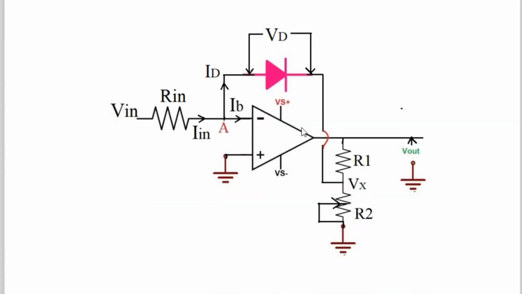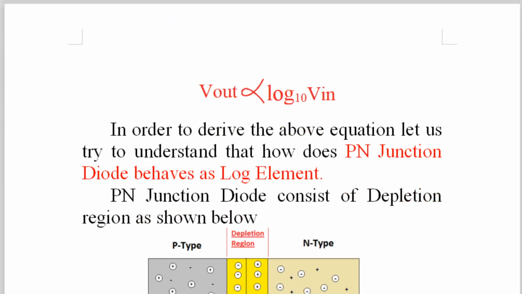So what is done here? In this case, the output of the diode is not directly connected to the output of the op amp. It is connected at the junction of the potential divider circuit R1 and R2. The potential divider's input is the output of the op amp, and this junction point is connected to the cathode of the diode. Therefore, by changing the resistance R2, we can change Vx, and by changing Vx, we can change the conductivity of the PN junction diode, and this conductivity helps in calibrating the output Vout. So this is a very simple logic.